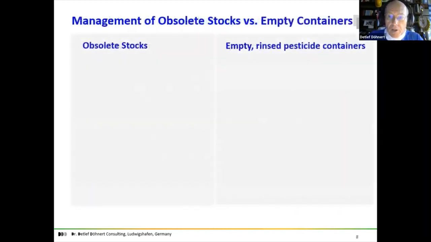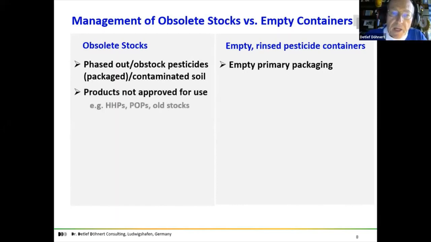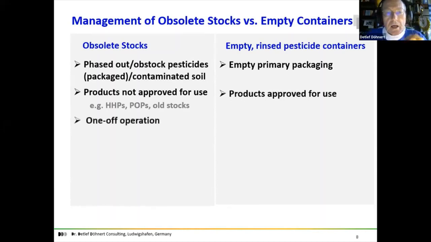I also would like to take that opportunity to make a short excursus on management of obsolete stocks and empty rinsed pesticide containers, because that sometimes is mixed and put together, and I think that should be kept separate. The obsolete stocks are dealing with phased out pesticides, sometimes also with contaminated soil, whereas the empty rinsed containers deal with empty primary packaging. In the obsolete stock case, the products are not approved for use anymore, are not suitable for use, whereas containers collected normally come from products that are approved for use. Ideally, obsolete stock management is a one-off operation, whereas empty rinsed pesticide container management is a recurrent operation. That means it will happen every year, every season.